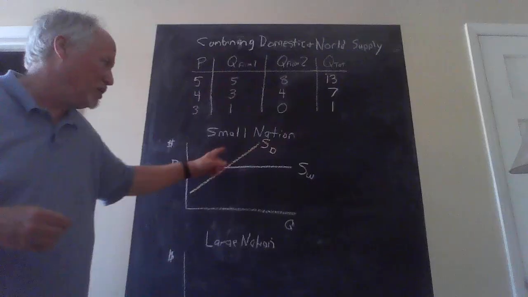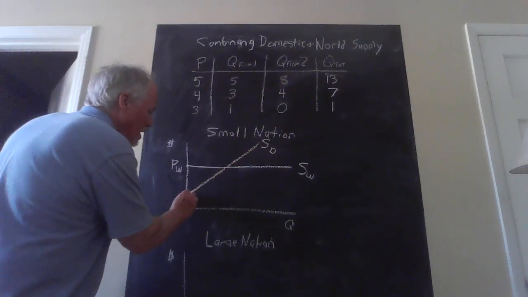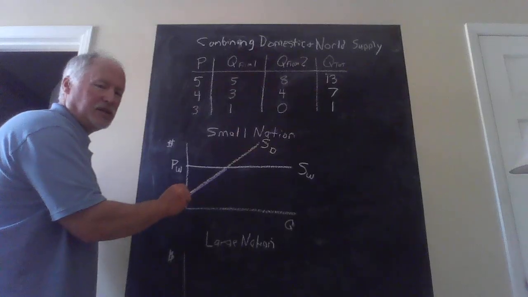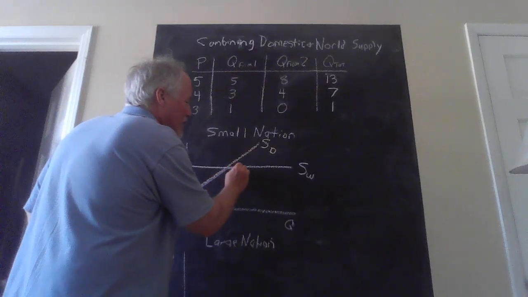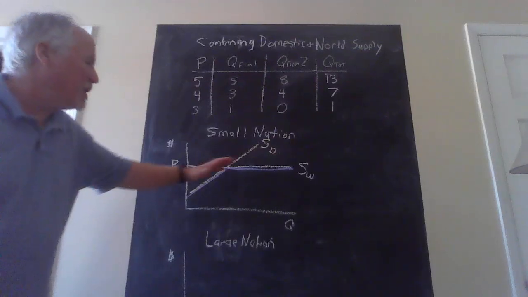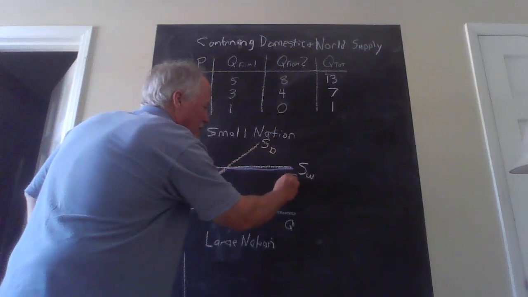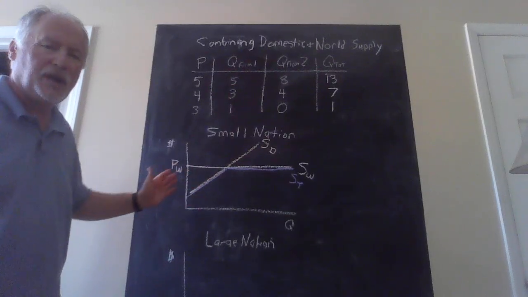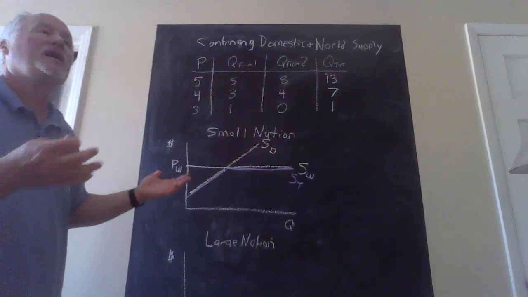So if we want to think about what's the supply curve for this country when they allow international trade, in other words, combining these two supply curves, it's going to look like this. It's going to be the domestic supply curve up until PW, and then it becomes horizontal, following the world supply curve to the right. We'll call that ST, the supply total. That's the total supply in this country once they allow free trade.